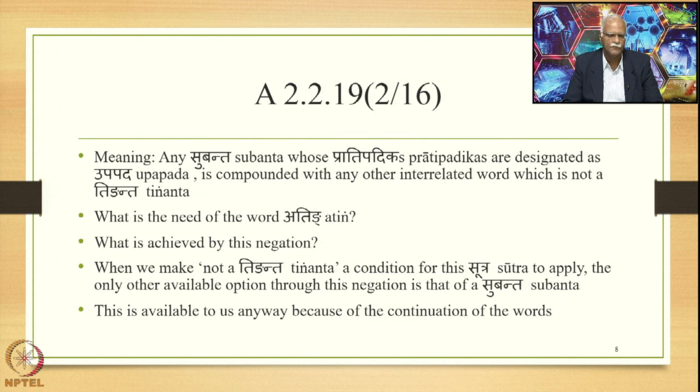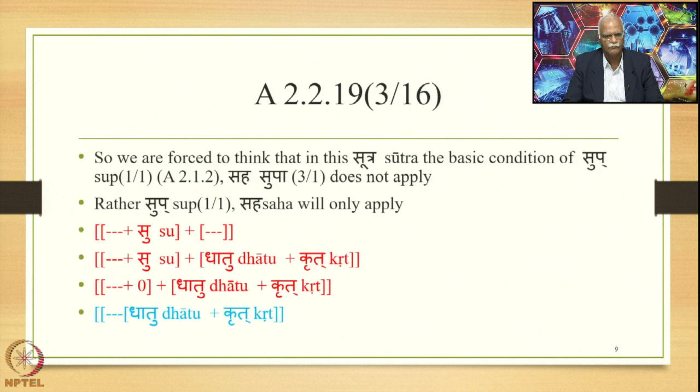So the questions arise here, namely, what is the need of the word ating in the sutra? What is achieved by this particular negation? Because when we make not a tinganta a condition for this particular sutra to apply, the only other available option through this negation is that of a subanta. And the subanta option is available to us anyway because of the continuation of the word sup. So we are forced to think that in this particular sutra, the basic condition of sup and saha supa does not apply. Rather, sup and sah only will apply.